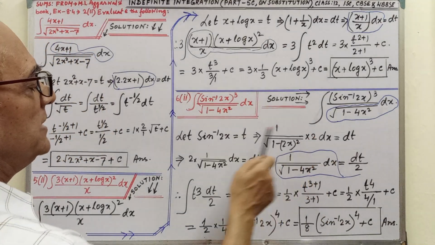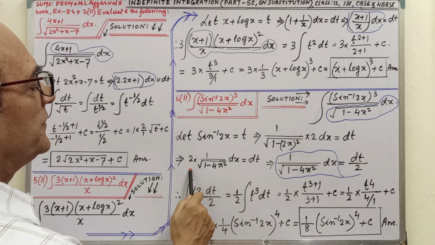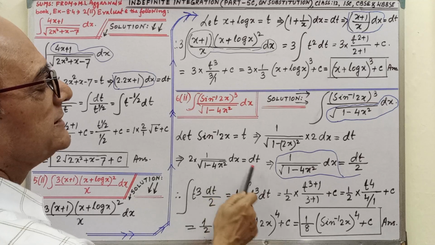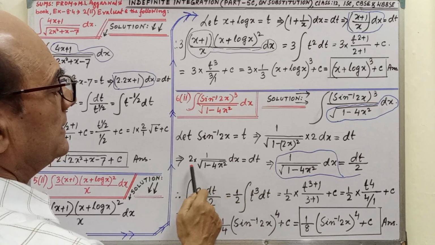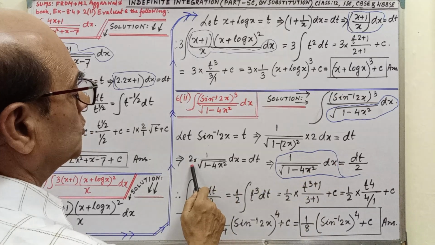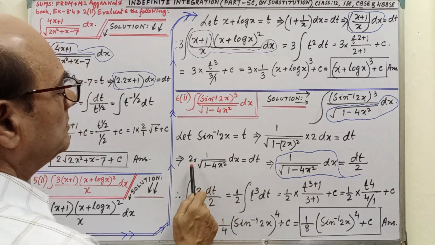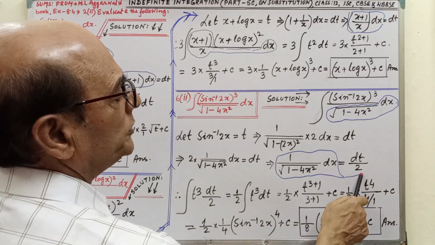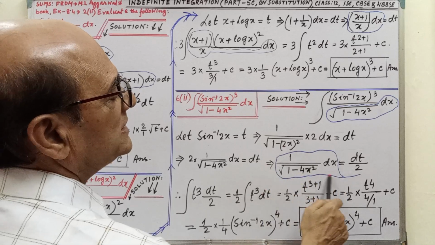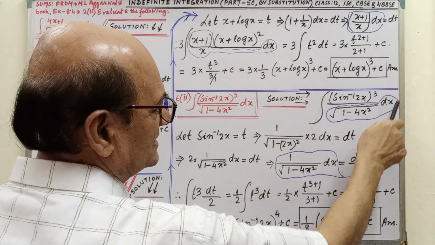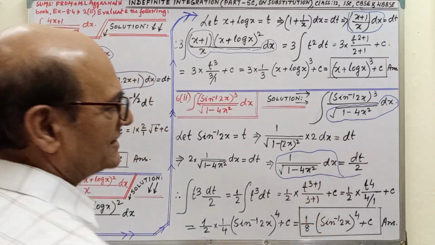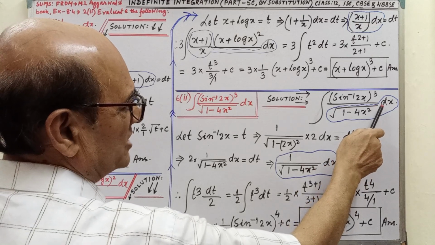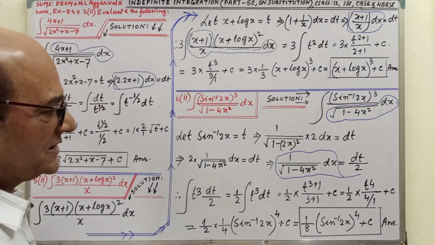Now by simplification, that is 2 we are taking first, and 1 by root over 1 minus 4x square dx equals dt, and these two we are taking from left side to right side, so naturally it will be dt by 2. And if you notice this expression, exactly this and this are exactly same, so we are getting by simplification the remaining expression of the given expression.